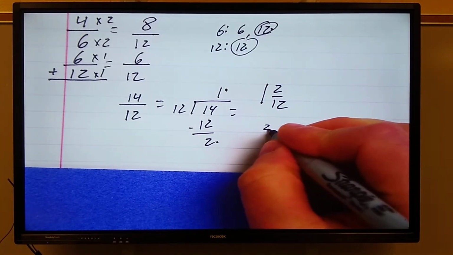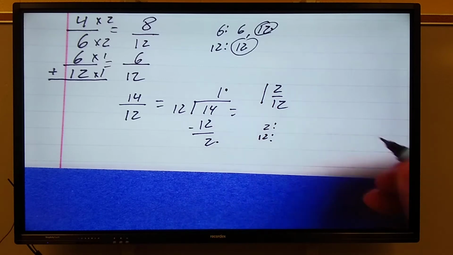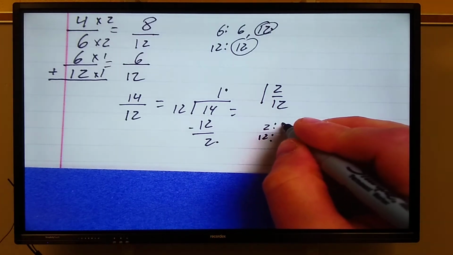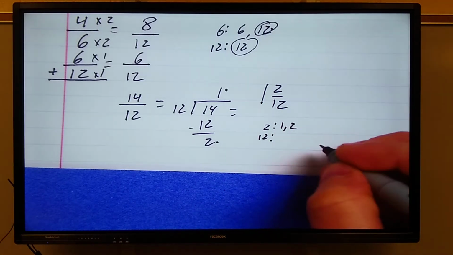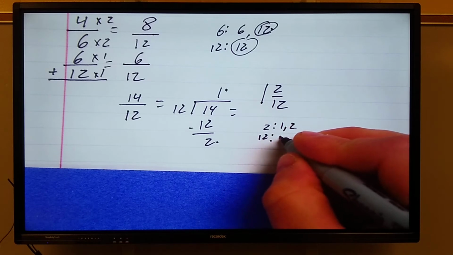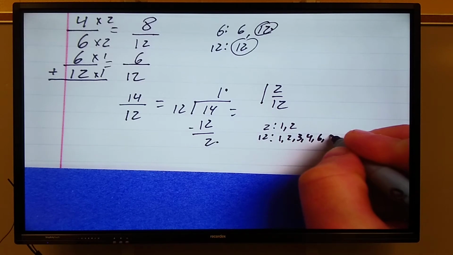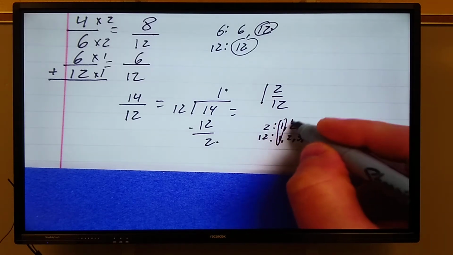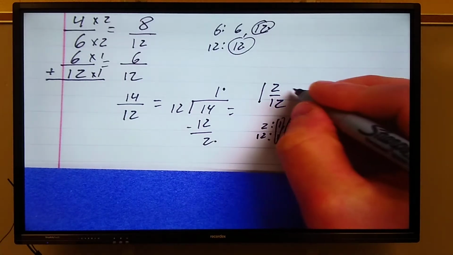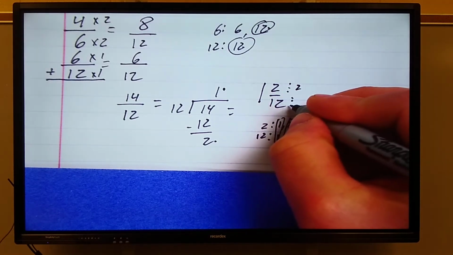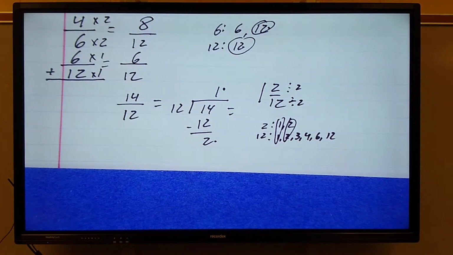I find the factors of my numerator and my denominator. My factors of 2 are 1 and 2. My factors of 12 are 1, 2, 3, 4, 6, and 12. They have 1 in common and 2 in common. That means this must not be in simplest form.